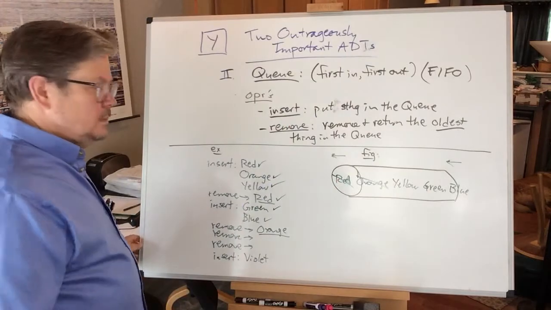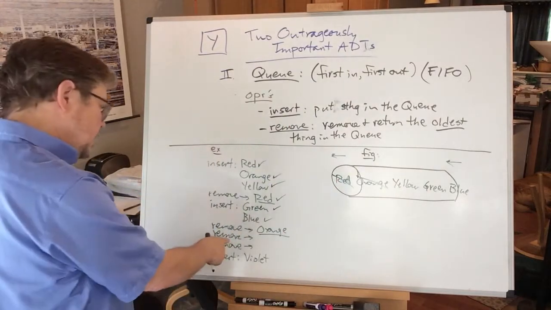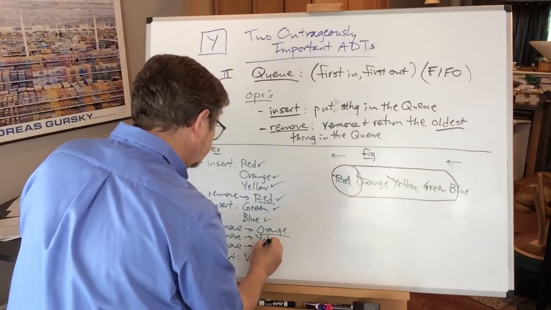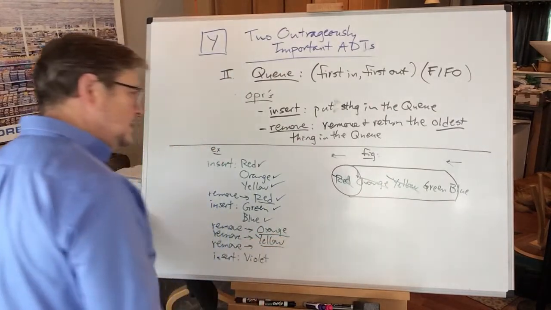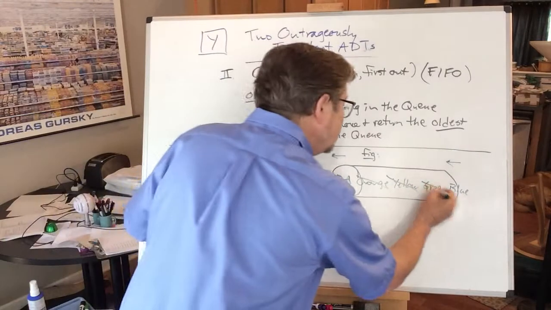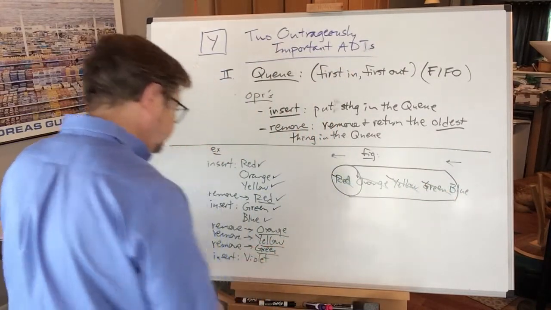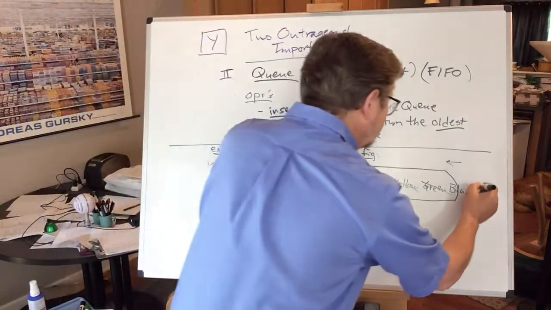Take it out. Send it back. Okay, remove. Take out the yellow. Send it back. And remove. Take out the green. Send it back. Insert violet. Violet will go behind blue.